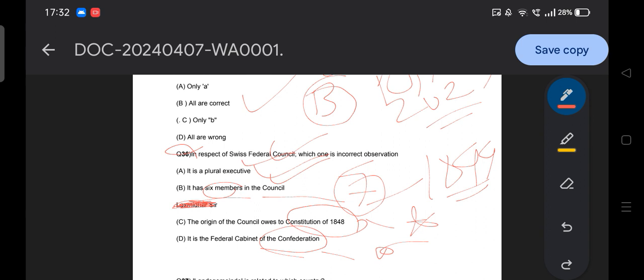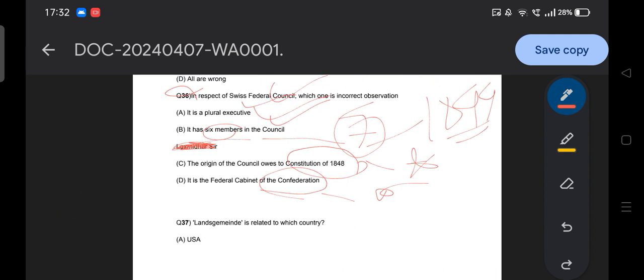That is how they're doing it. So you need to understand these things. Okay, so 7 members, not 6 members, and it is a plural executive, and it started in 1848. This question is already framed in 4 different questions. Now they are combined and made into a new question here. That can be expected in our examination.